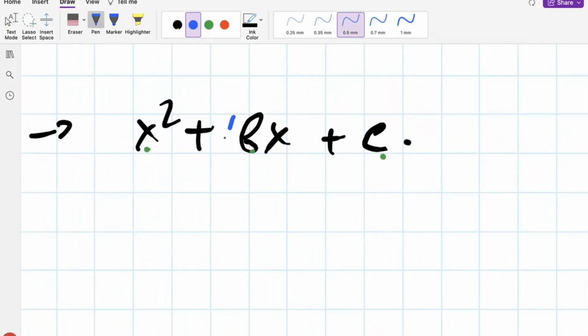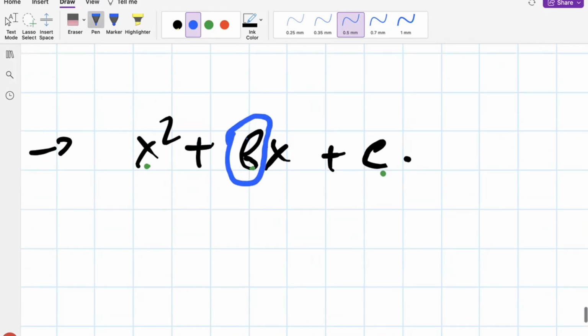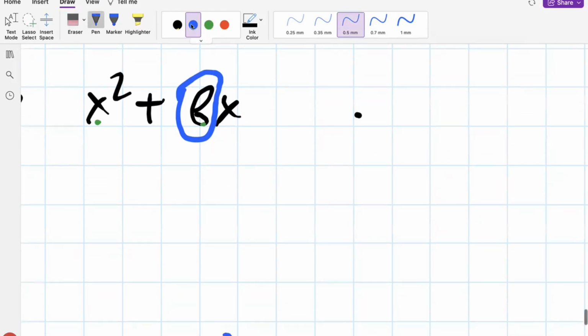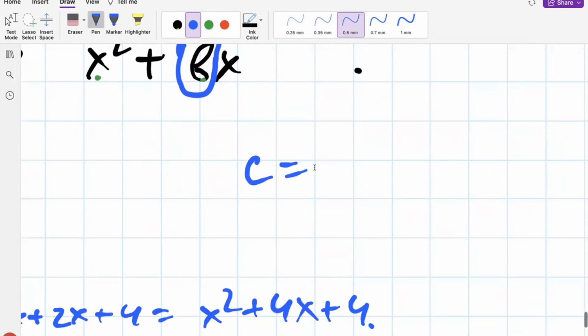Usually b is given. Actually, b is always given. B will be some number. It can be 2, it can be 6, it can be any number. It can be positive and it can be negative. But C, you have to figure out what kind of C to add, because C is not given. In order to figure out which number to add, your C will be equal to B divided by 2 squared.